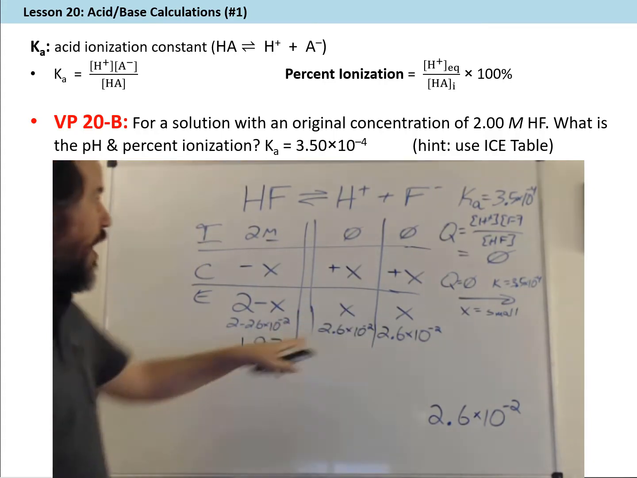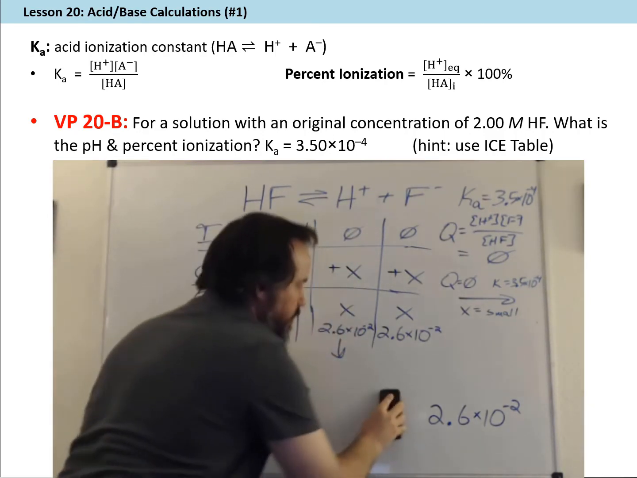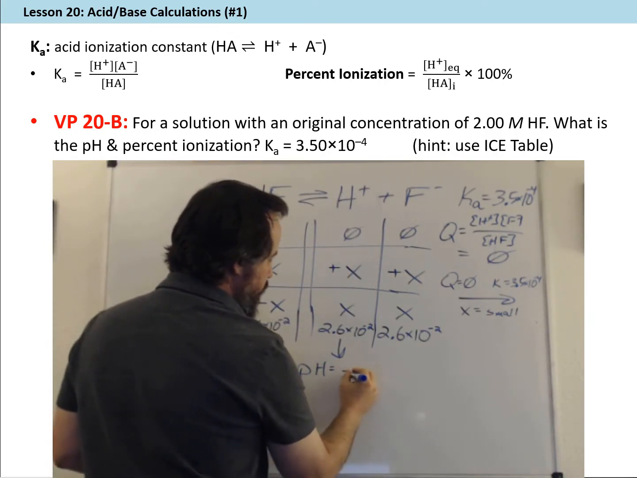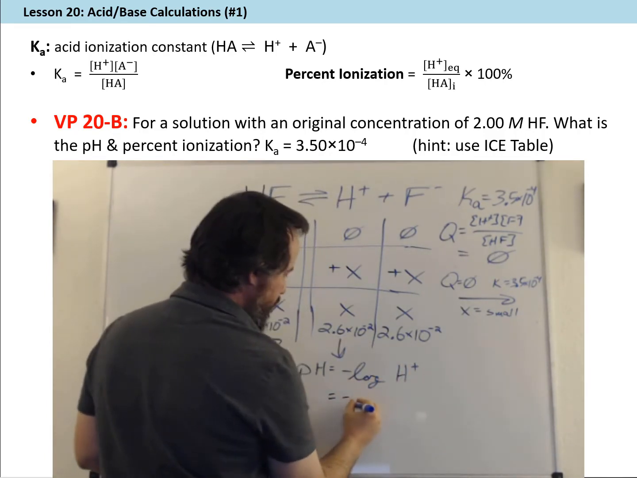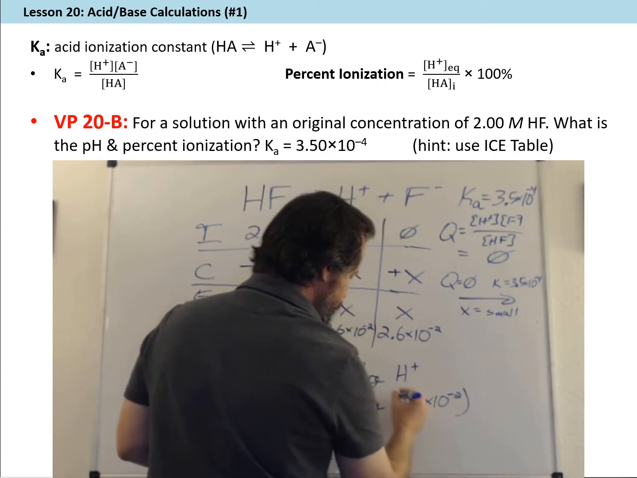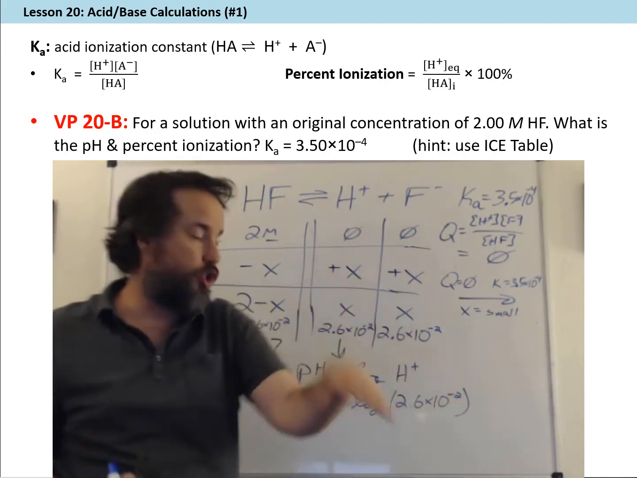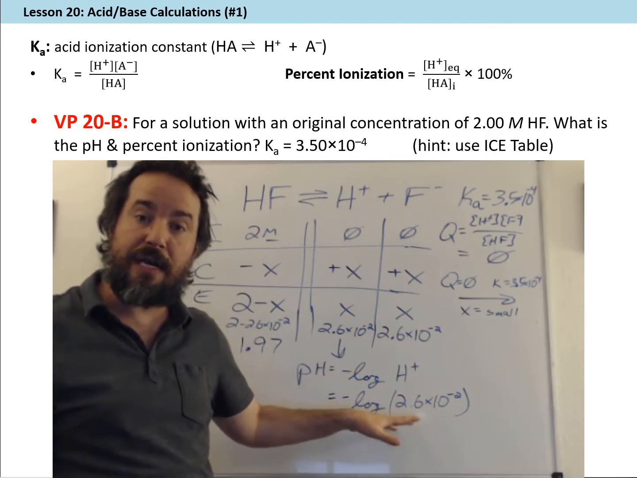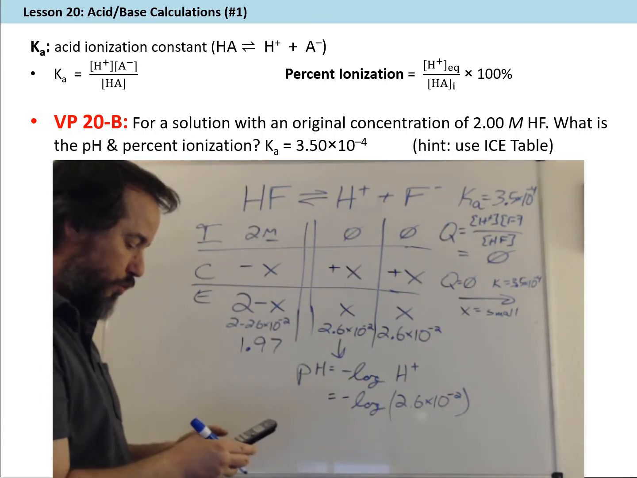Okay. All right, so I care about pH, so I'm going to use this H plus to figure it out. So I'm going to take pH equals negative log of H plus. That's negative log of 2.6 times 10 to the minus 2. I know before I even put this in the calculator, I'm going to get something around 2, right? Because the log of negative 2 will get me something around negative 2. And then I take the negative of that, so it'll get me something around 2. Okay?